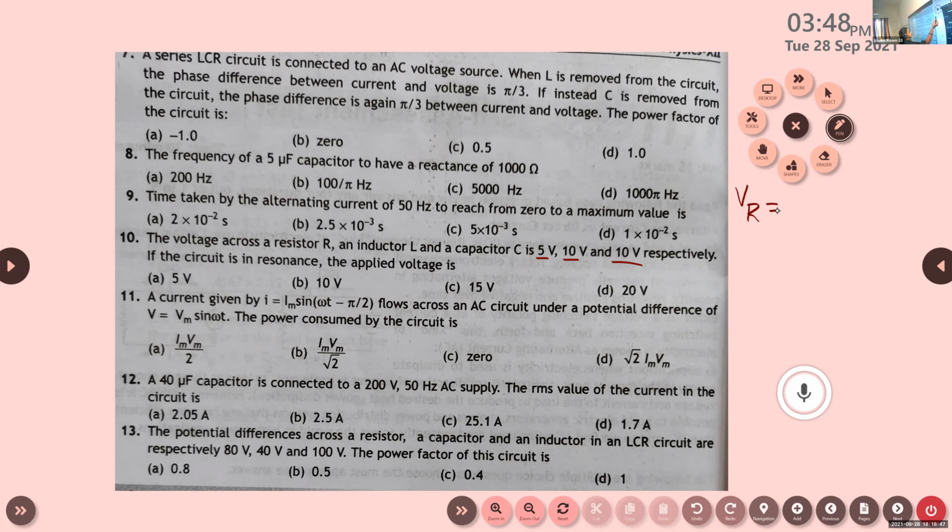VR, the voltage across the resistor, is 5 volt, the voltage across the capacitor is 10 volt, and the voltage across the inductor is also 10 volt. We can calculate the applied voltage to this circuit. Here the circuit is under resonance, so VL is equal to VC, or XL is equal to XC. Then what is the equation for calculating the applied voltage to an LCR circuit?